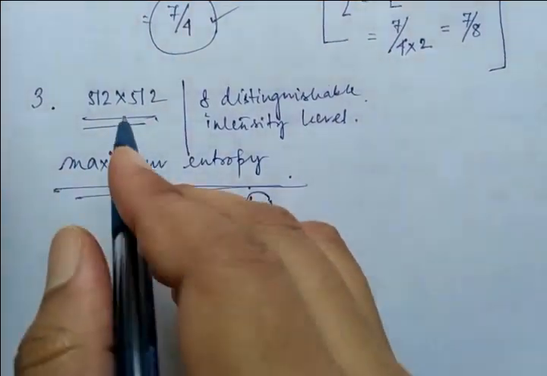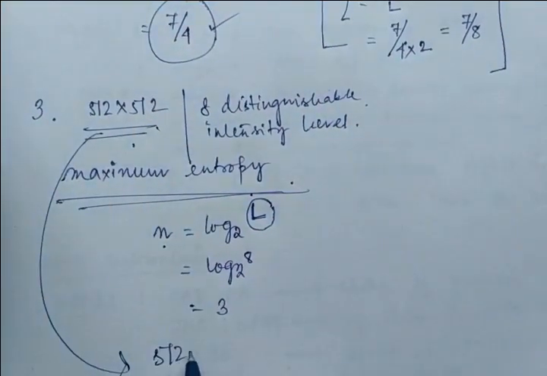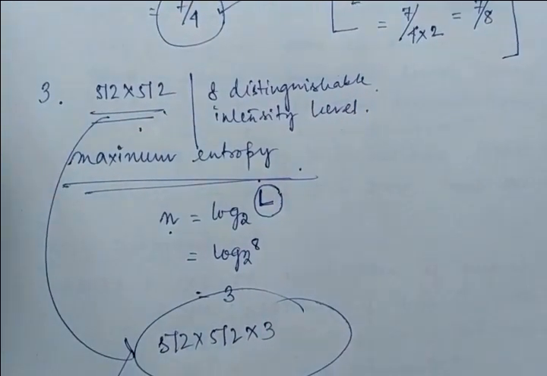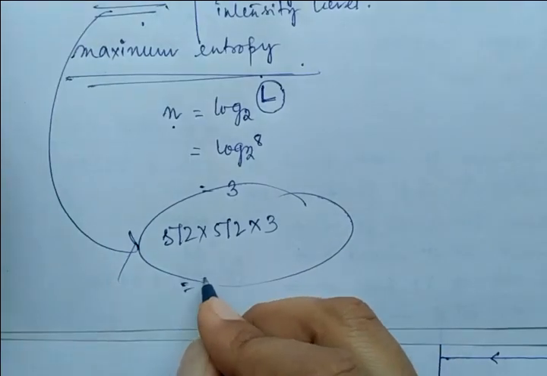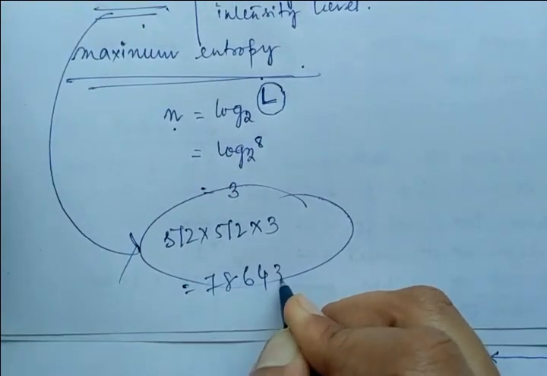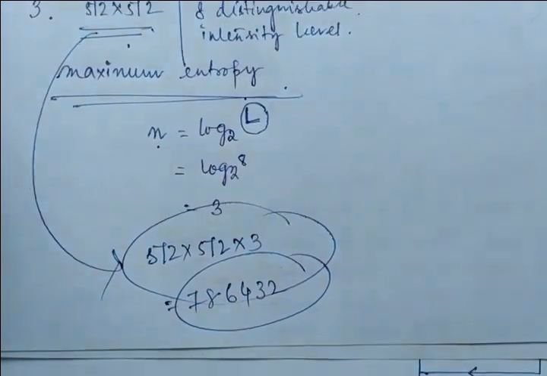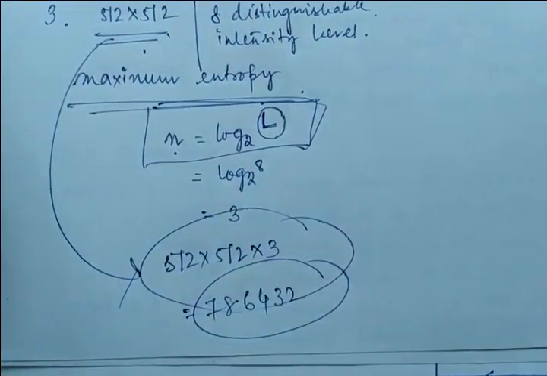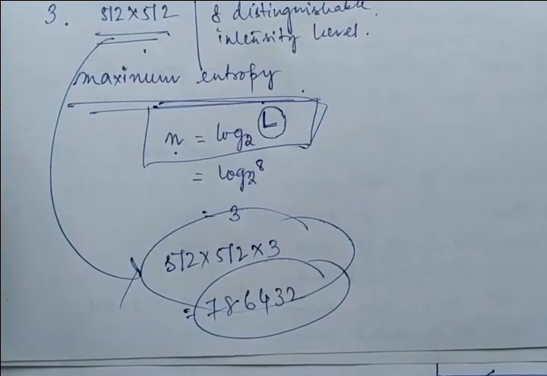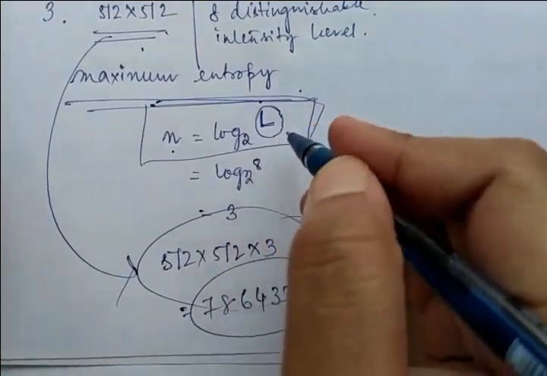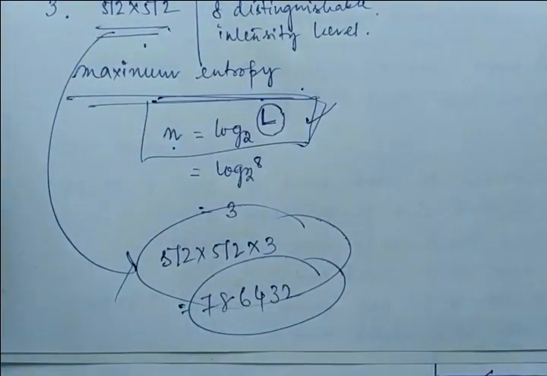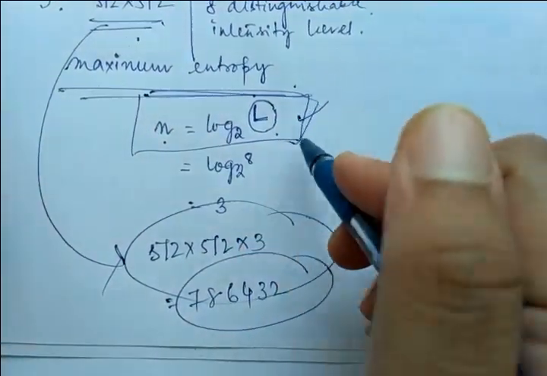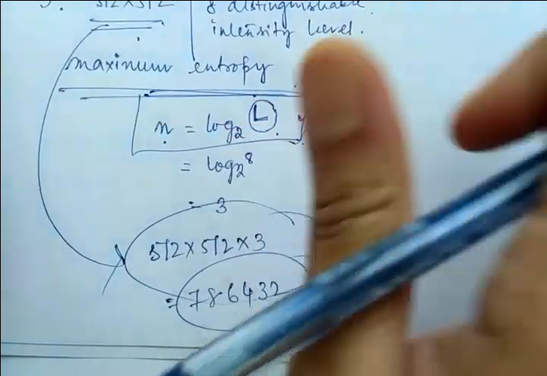Okay, so the maximum entropy will be nothing but this, multiplied by 3, and this is your answer, and the answer will be 786432. Clear? So you have to note down this formula. You will get many more new formulas from there, and please note down the most important formula. If there is any level related question, please apply this formula, calculate the value of n, and complete your answer, right?